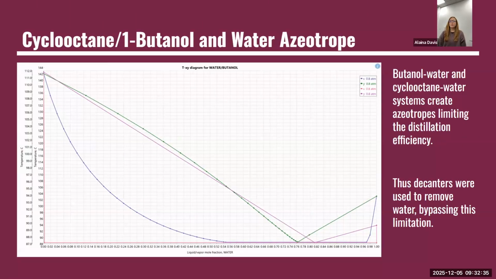Equilibrium data for the butanol-water and the cyclooctane-water systems show that both form azeotropes, which limits how much water can be removed by distillation and would leave water in the organic streams. To avoid this, we place decanters at the start of the process to remove most of the water before the streams enter the distillation columns, allowing the columns to operate more effectively.